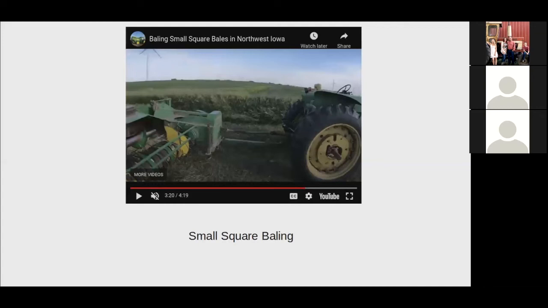So it's something that we need to make sure that we do get a moisture tester and we have consistent hay across our field. And if we don't, we have.